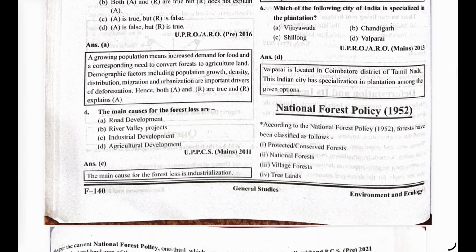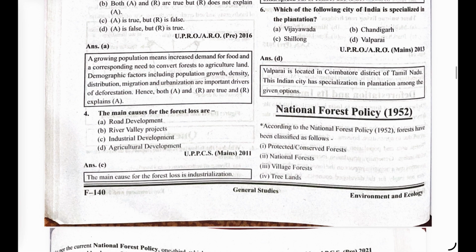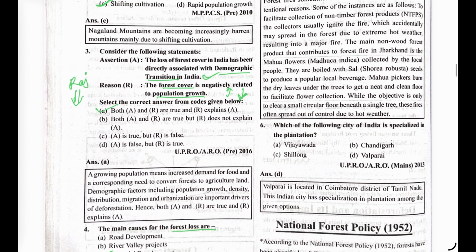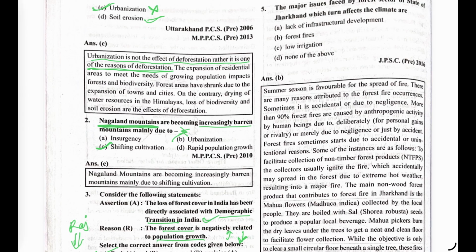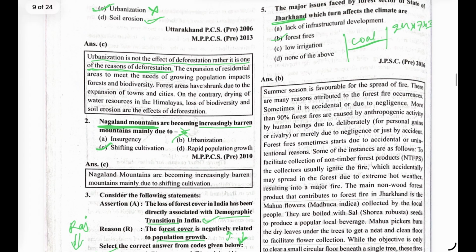The main cause for forest loss, among road development, river valley project and industrial development, is industrial development. Next, the major issue faced by the forest sector of the state of Jharkhand, which in turn affects the climate, is forest fire. In Jharkhand, there is a lot of forest fire because a lot of coal is found in Jharkhand and they burn it 24 by 7, 365. That's why it is very common to get fire in the forest there.